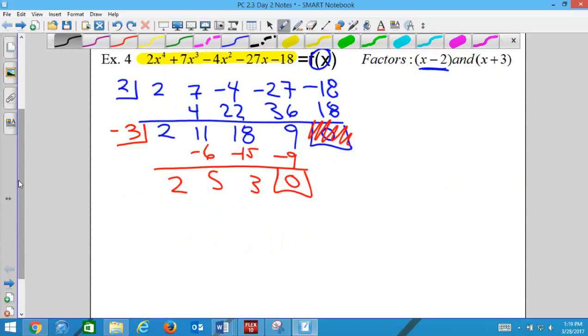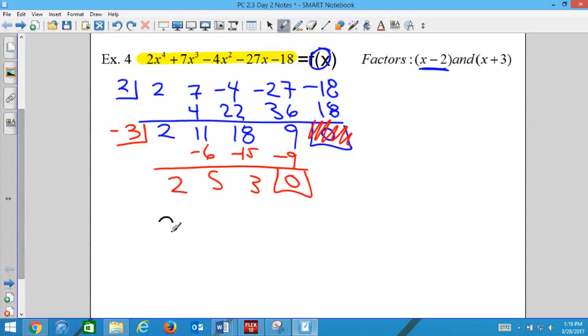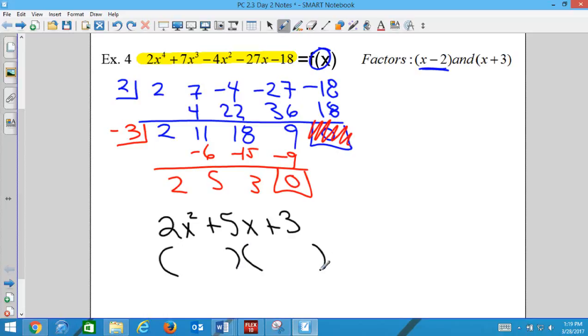So once I factor that out, what polynomial is left? 2x squared plus 5x plus 3. That's the polynomial that I have left. And at this point, can I factor 3 terms? Hopefully. How? Guess and check. 2x, x. They're both positive, so I know these have to be positive. One has to be 3, one has to be 1. Figure out where they go.